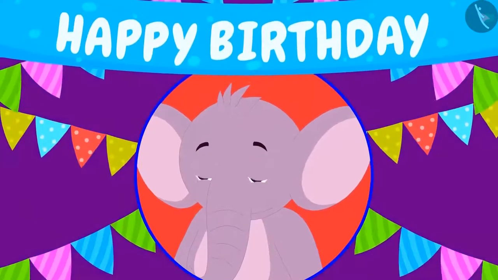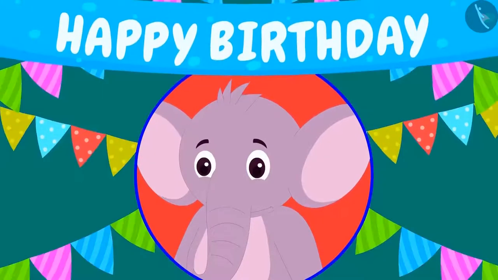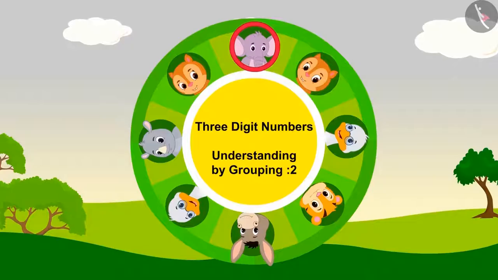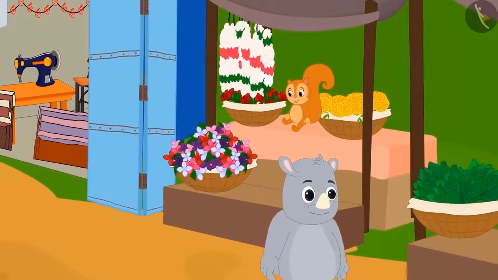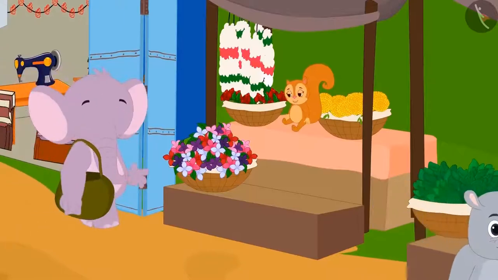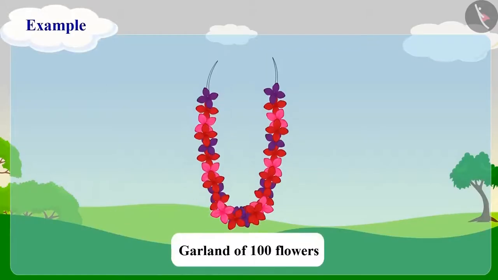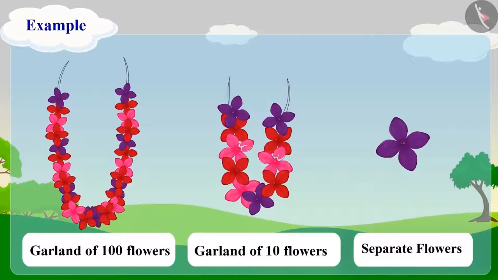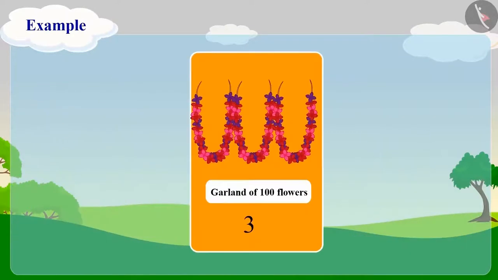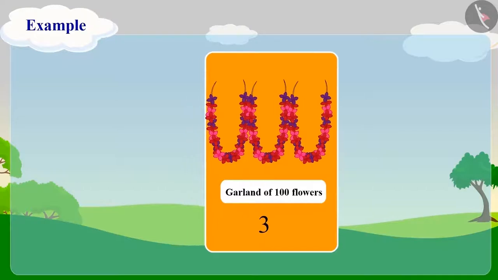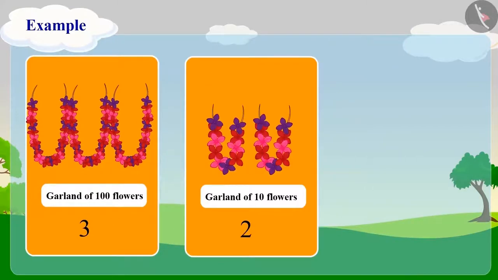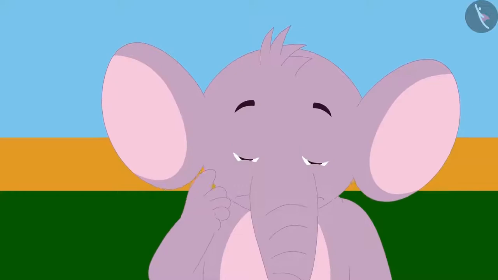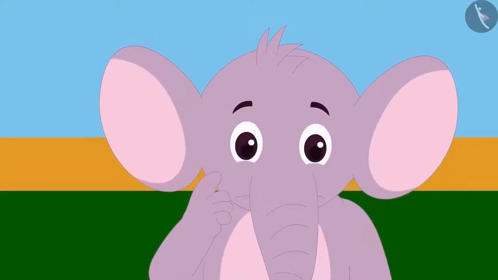Let us now see how far Appu's birthday's preparations have reached and learn to identify 3-digit numbers by grouping. To prepare for his birthday, Appu is going to Chanda's flower shop. Chanda sells large garlands of 100 flowers, small garlands of 10 flowers, and she also sells separate flowers. Chanda has given 3 garlands of 100 flowers, 2 garlands of 10 flowers, and separately 7 flowers to Appu to decorate his house. Appu is wondering how many flowers in total did Chanda give him?